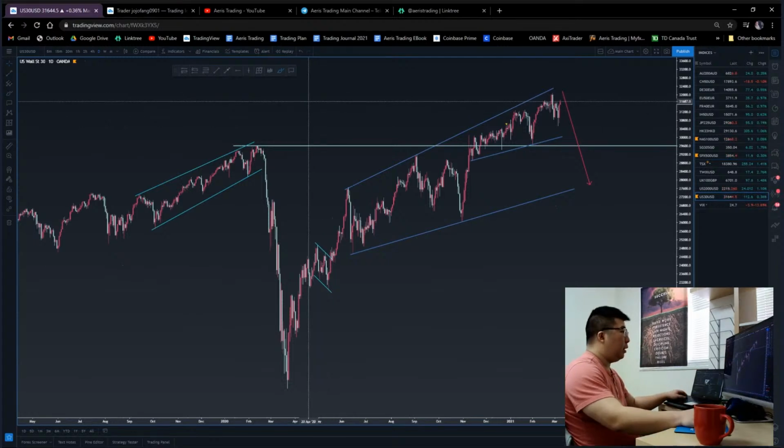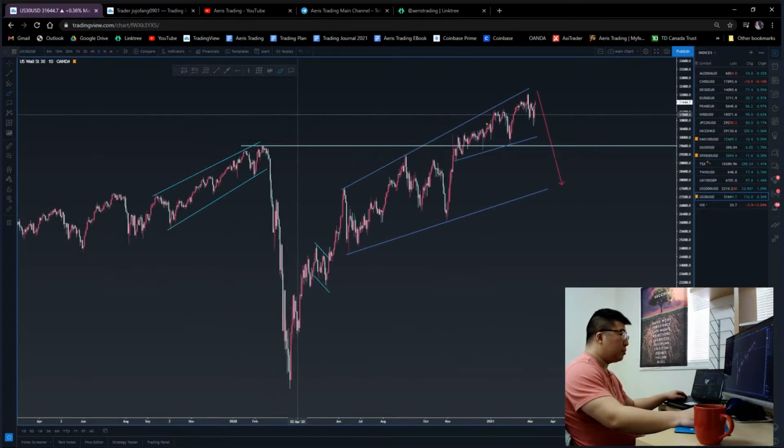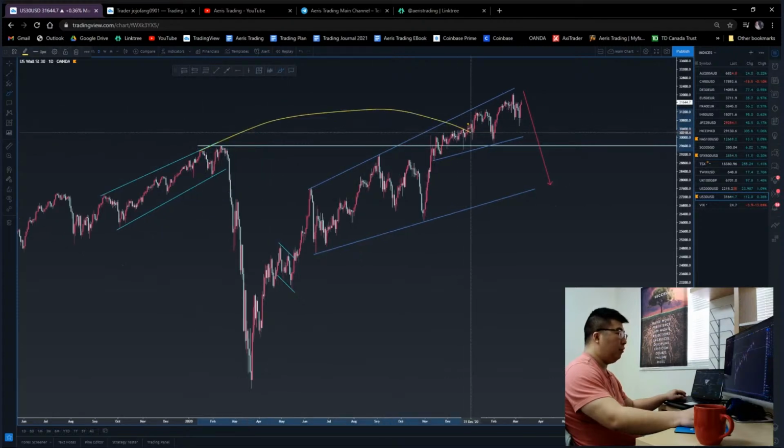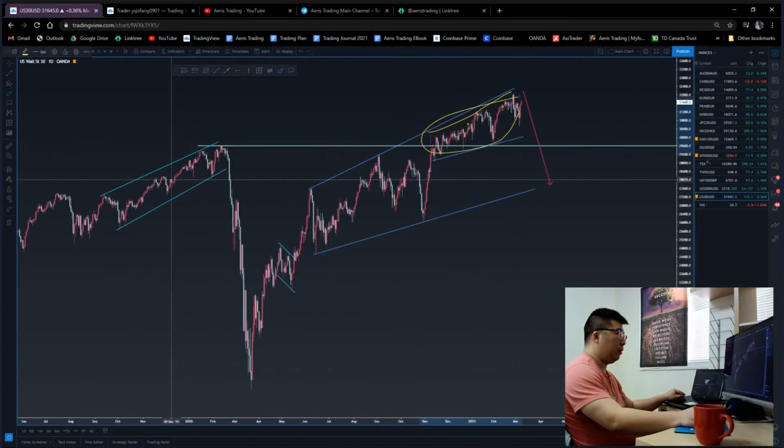So let's look at Dow Jones US 30. This is probably the better structure in my opinion among the US indices. I'm liking this kind of ascending channel within the larger parallel channel. Very similar structure again, like what we have seen in the past.